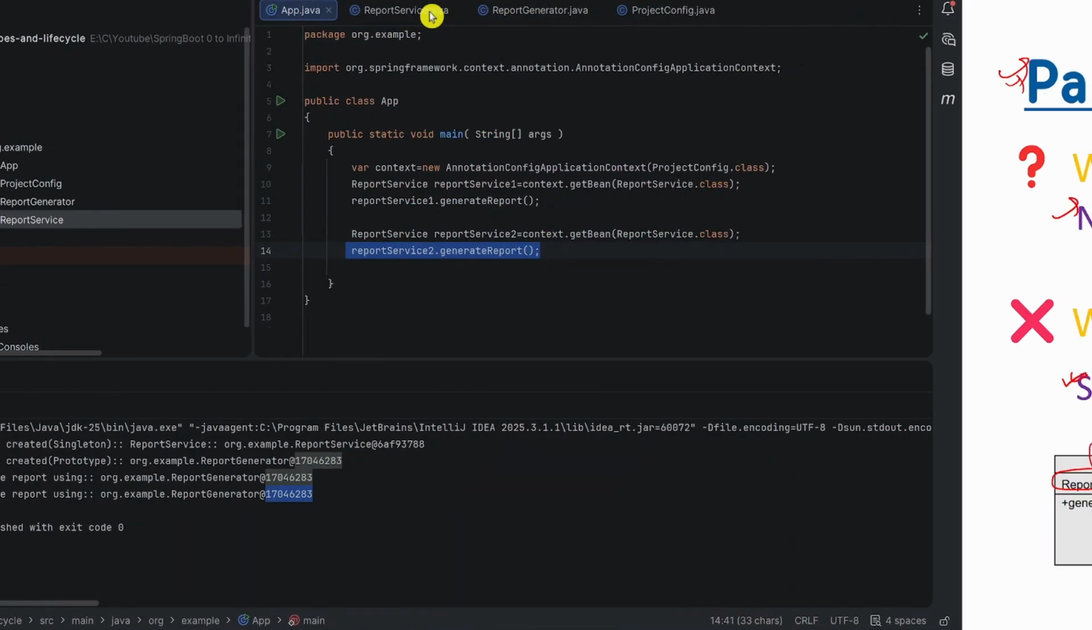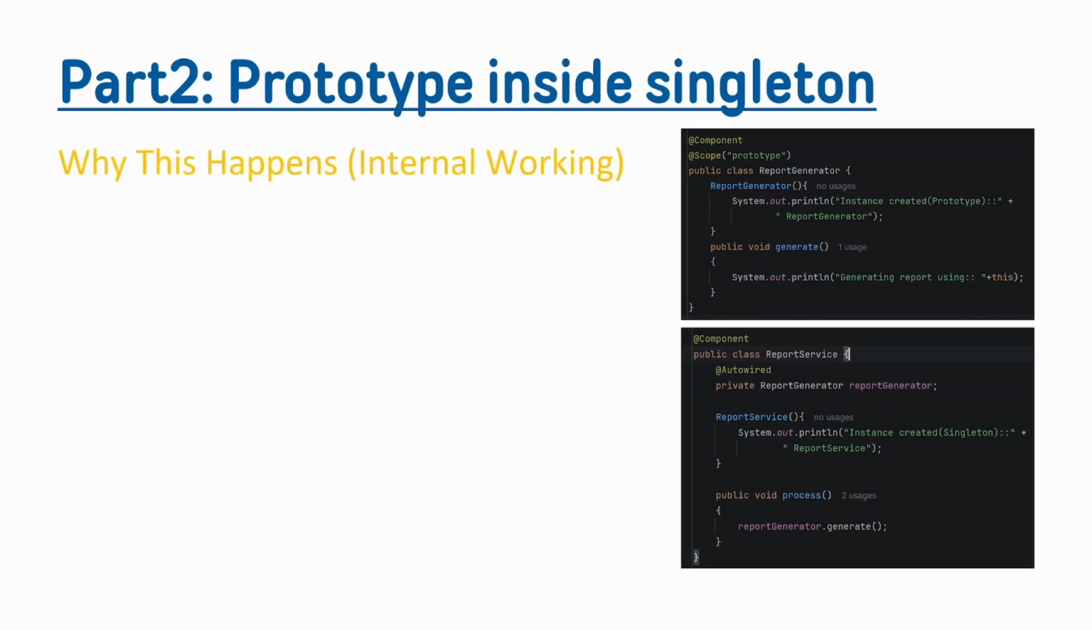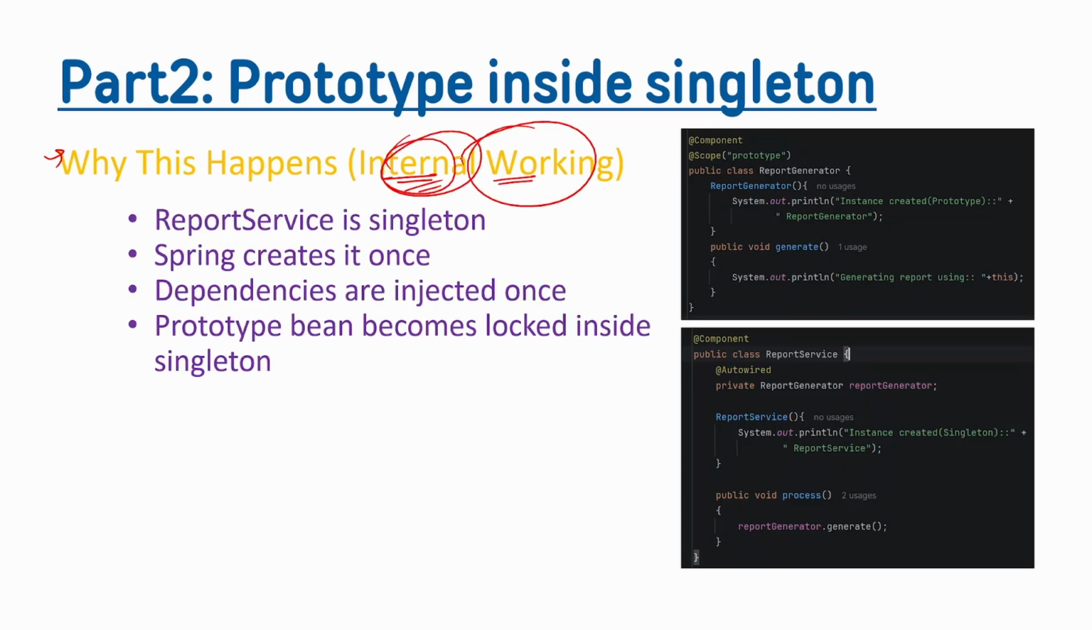So why did this happen? Let's see its internal working. Since the report service is a singleton bean, Spring creates this bean only once.